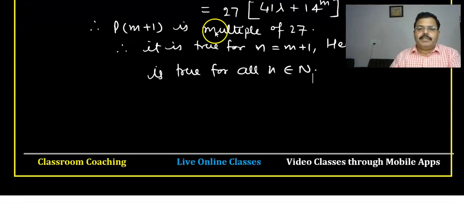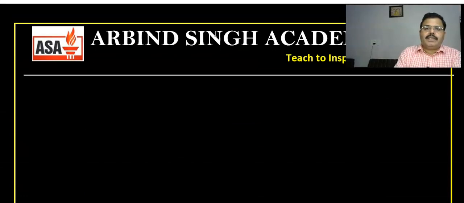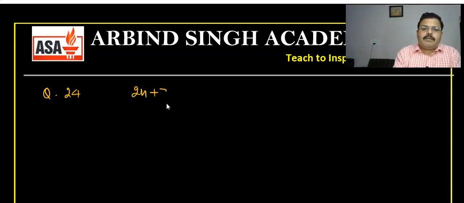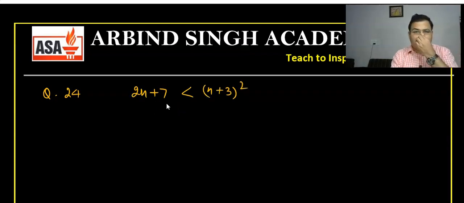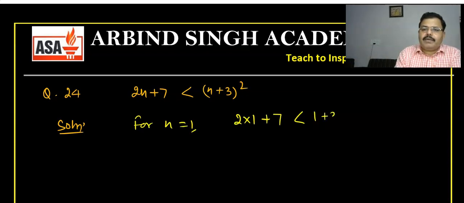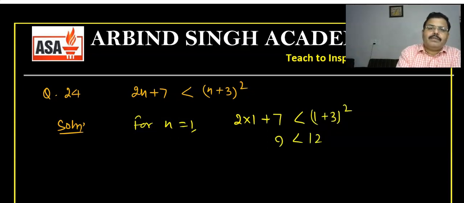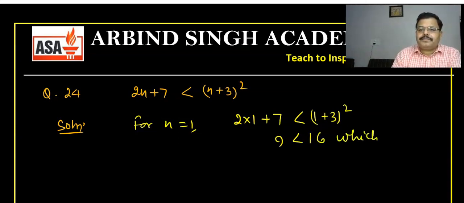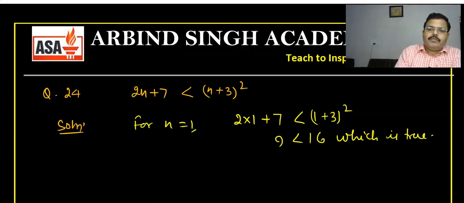Now, the last question of this chapter, let us see the last question, and that question is 2n plus 7 is less than n plus 3 whole square. So this is our solution. For n is equal to 1, 2 into 1 plus 7 is less than 1 plus 3 whole square. Is it true? 9 is less than 16, which is true. Right. So P1 is true.